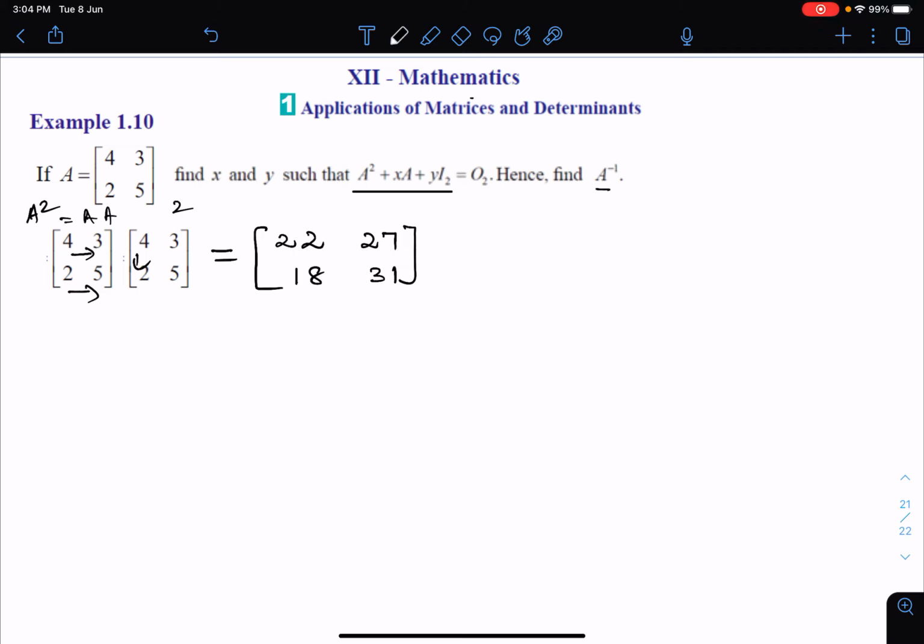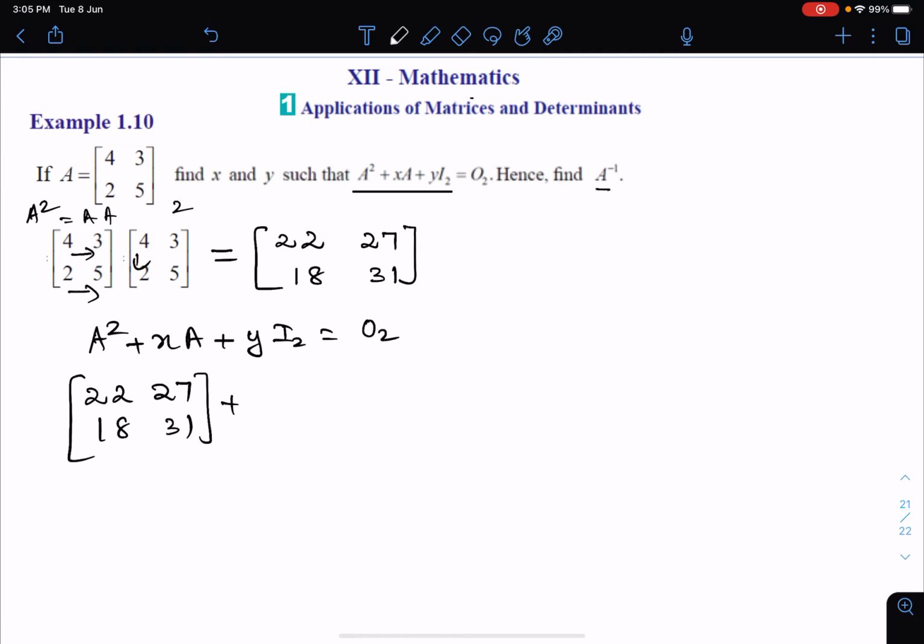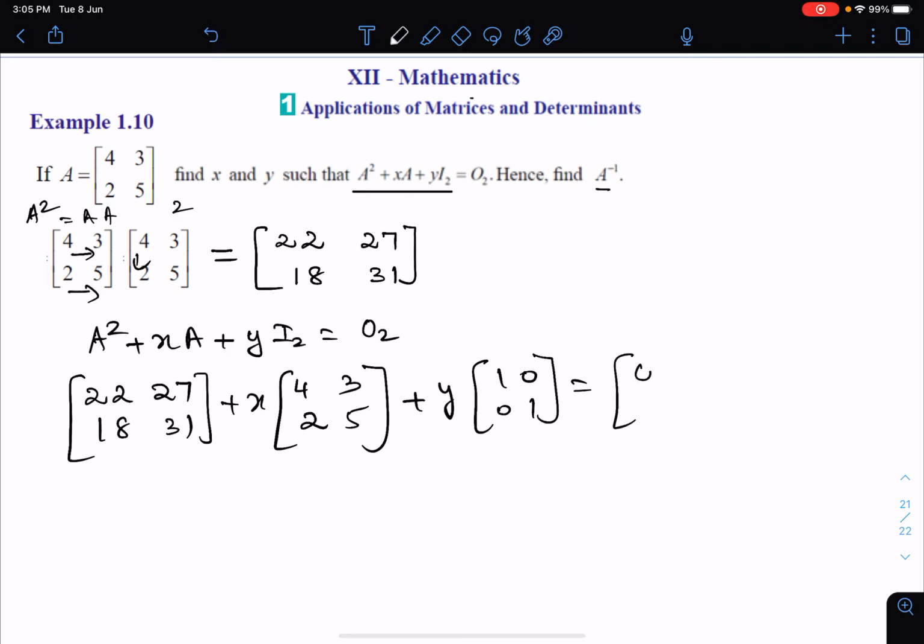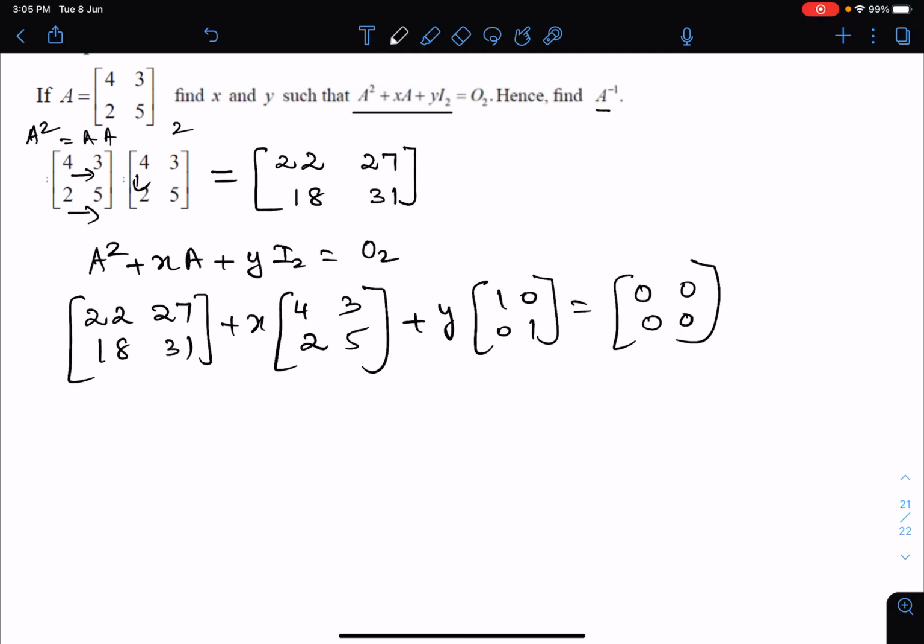Okay, so now you can write the equation. What is our equation? A square plus x into A plus y I2 equal to 0 matrix of order 2. What is our A square? 22, 27, 18 and 31 is our A square, plus x into our A is 4, 3, 2 and 5, plus y into our I2 is 1 0 0 1 equal to our 0 matrix, which is 0 0 0 0. So we can frame the equations. So here you are going to multiply everything by x and here you are going to multiply everything by y.